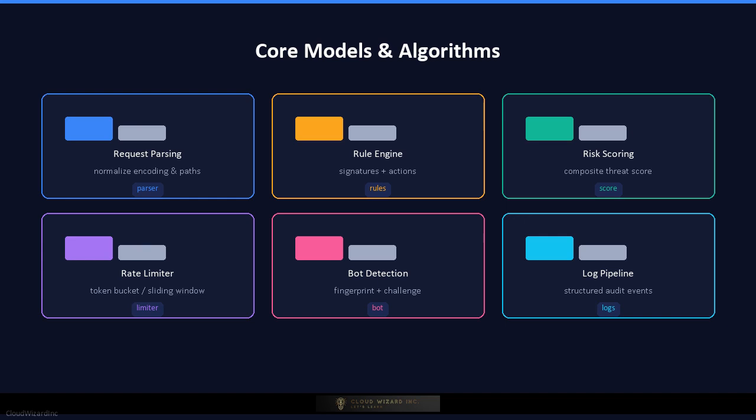The bot detection model uses heuristics, JavaScript challenges, device fingerprinting, and machine learning to classify clients. The log and audit pipeline stores request traces, decisions, and rule matches for forensics, compliance, and continuous improvement. The key trade-off is security versus usability. Aggressive rules catch more attacks but risk blocking real users.